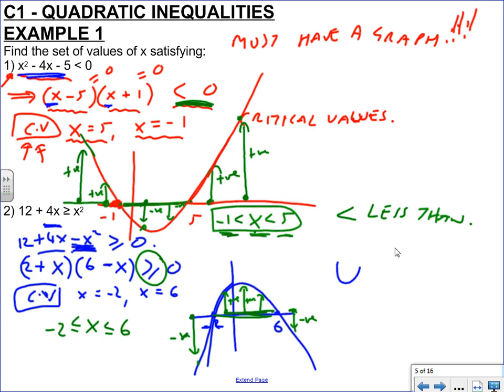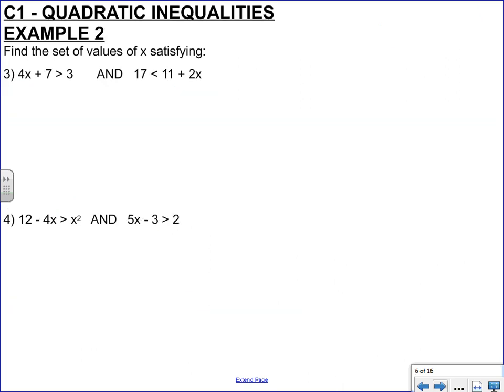Read it out to yourself. Minus 2 is less than or equal to 6. So we're happy. Okay? Remember, the inequality sign stays. So if there is a less than or equal to, these need to have less than or equal to's in there as well. Let's keep going.